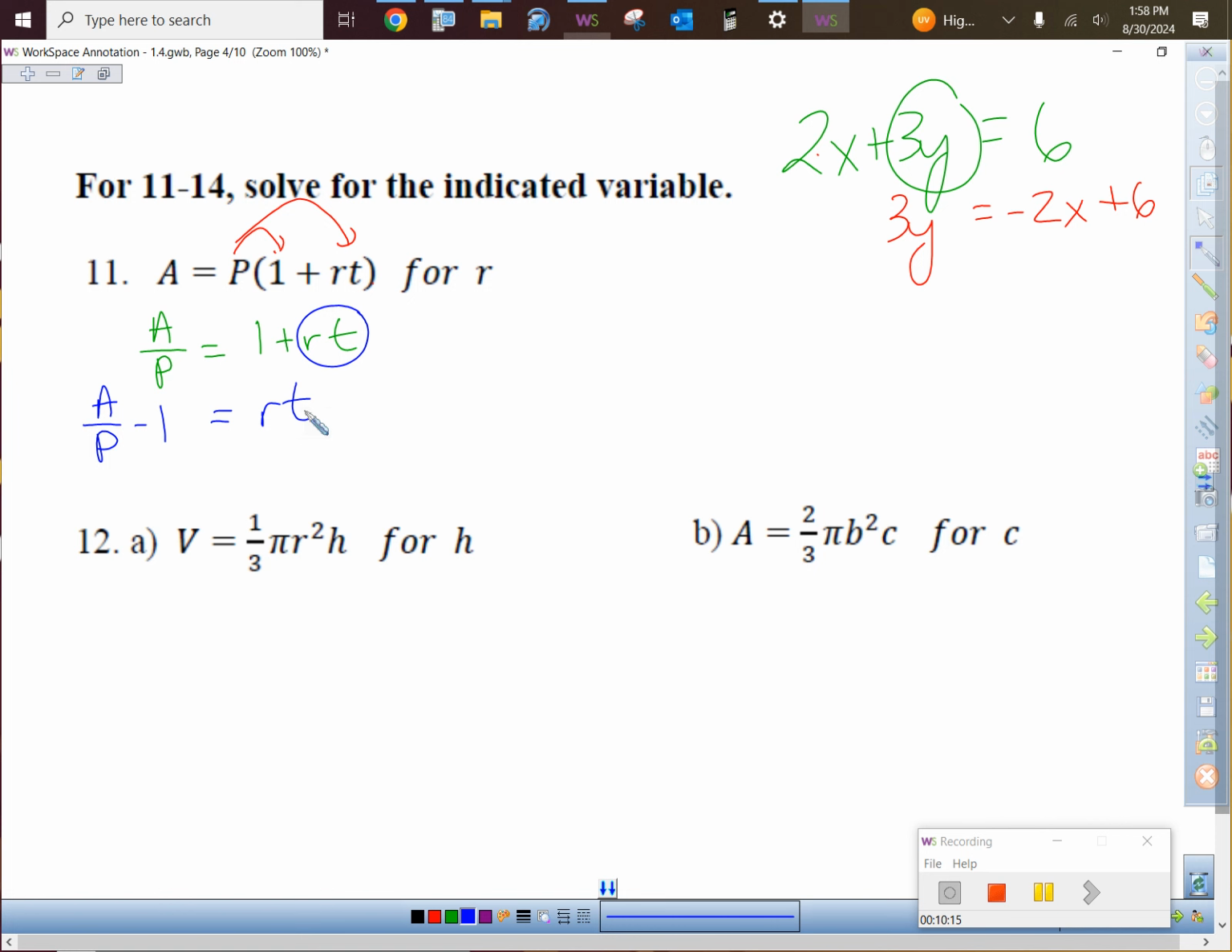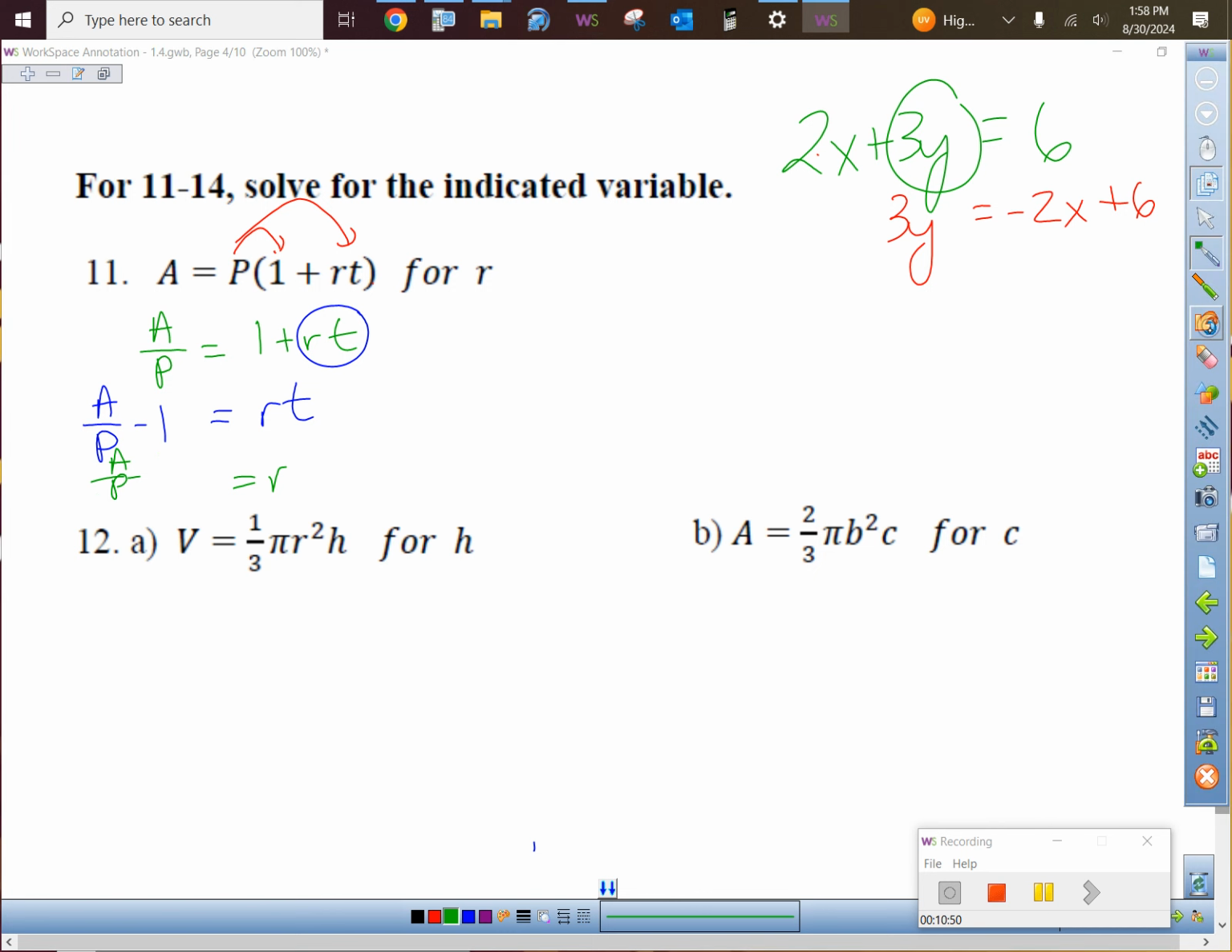Unfortunately, we can't do this. You can't, this is wrong, don't write it down. You can't have A over P minus 1 all over T. You can't have a fraction, A over P, inside of another fraction. It just doesn't work that way. So how to deal with it?